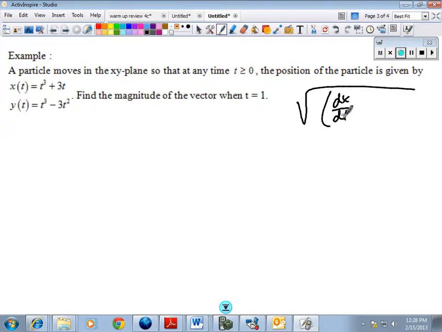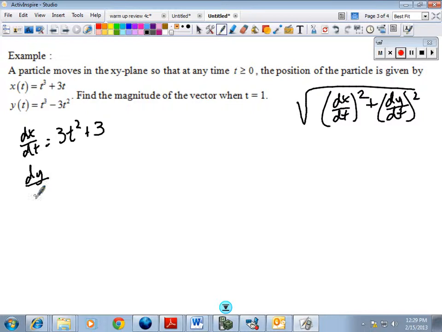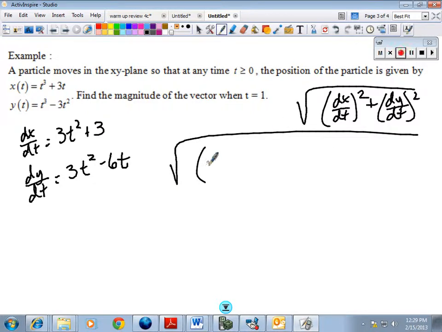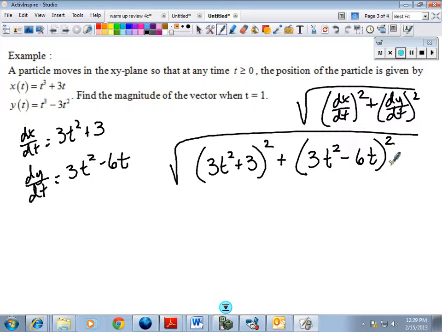So I just need to find dx/dt and dy/dt. So dx/dt is 3t squared plus 3. dy/dt is 3t squared minus 6t. So it's going to be the square root of (3t squared plus 3) squared plus (3t squared minus 6t) squared. Double check my work just to be sure I didn't make a mistake.